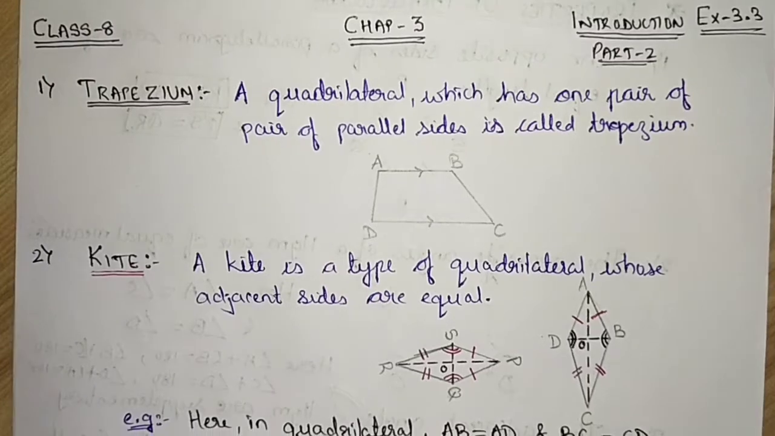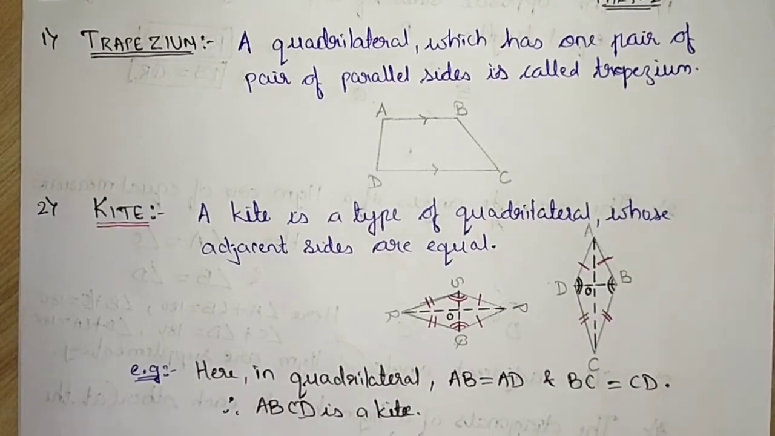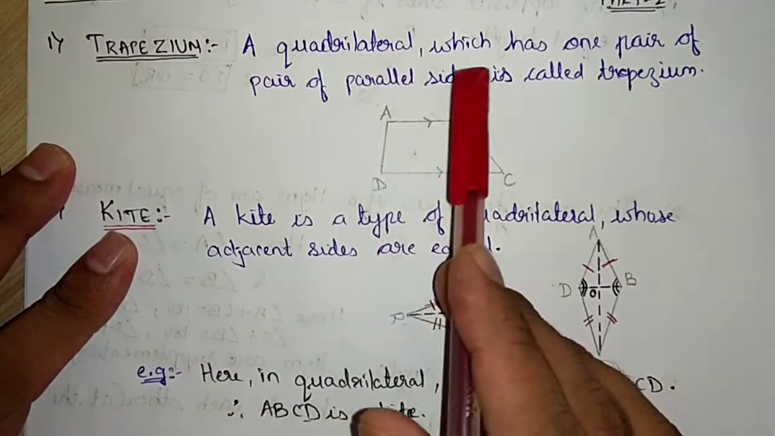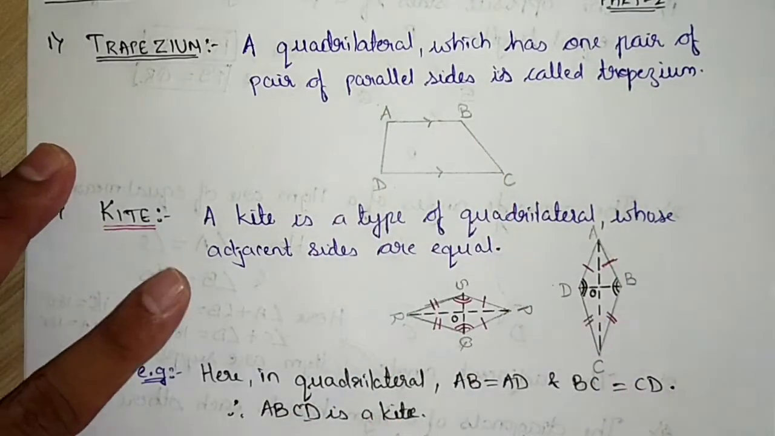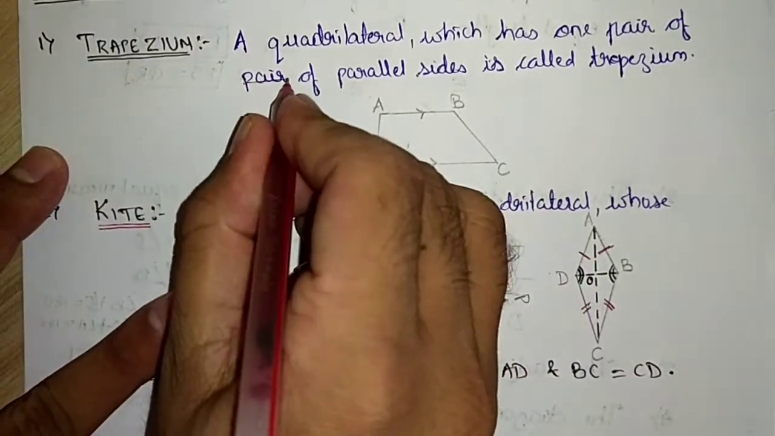Now let us start. We know that there are different types of quadrilaterals, so we will take each one of them one by one. Now, trapezium, as I have told, is also a quadrilateral. Why is the name trapezium given, or whenever they give you a trapezium, what does it mean? A trapezium is a quadrilateral which has one pair of parallel sides.